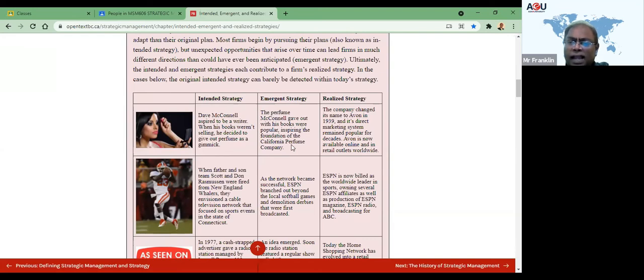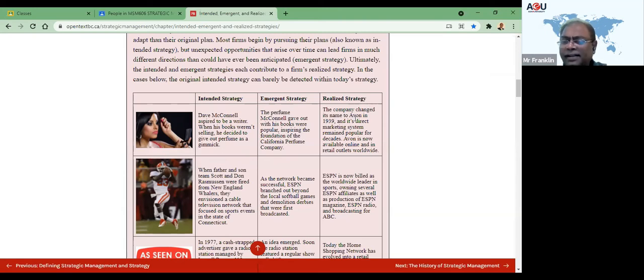inspiring the foundation of the California Perfume Company. Now, how the California Perfume Company started off is like this. The owner was writing books, but people didn't want to buy his books. So he came up with a strategy of giving out free perfume with the book. But it so happened that the perfume was so popular, people forgot about the books, and he started a company called California Perfume Company, and in the realized strategy the company changed its name to Avon.